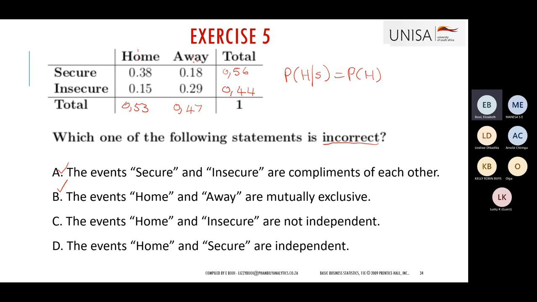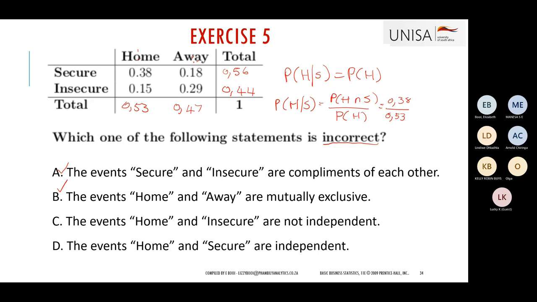So what is the probability of home? Probability of home is 0.53. We have that. So we just need to calculate the probability of home given secure. The probability of home given secure is given by the probability of home and secure, 0.38, divided by the probability of home, 0.53. What is that probability? 0.38 divided by 0.53.